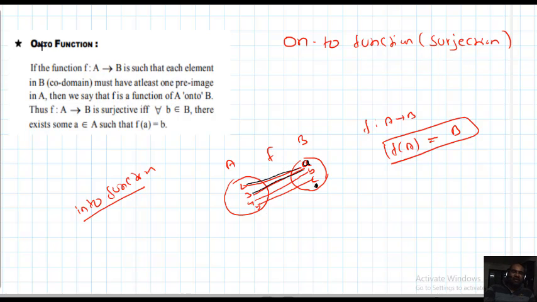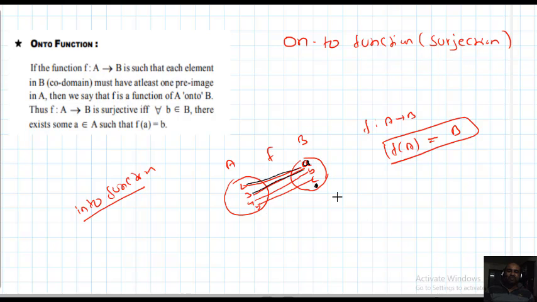Okay, so I want to read the definition here. Onto function: if the function f maps A to B is such that each element of B, that is codomain, must have at least one pre-image in A, then we say that f is a function of A onto B. Thus f maps A to B is onto if and only if for every b belongs to B, there exists a belongs to A such that f of a equal to b. Means every element of codomain should have a pre-image.